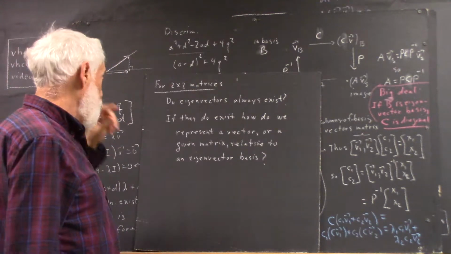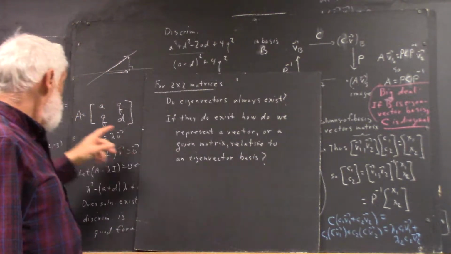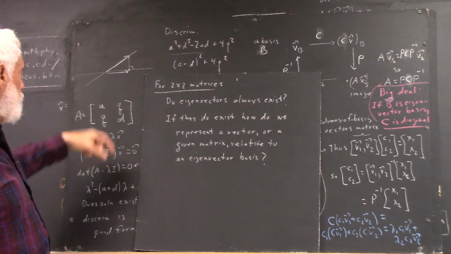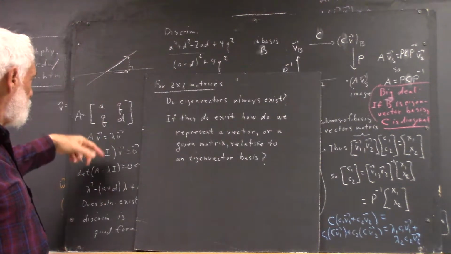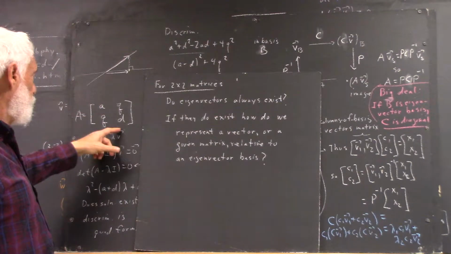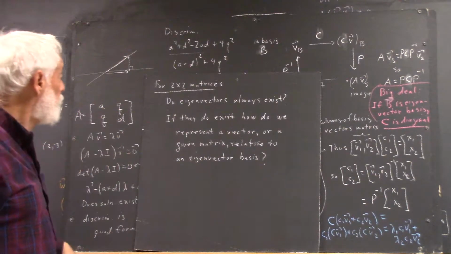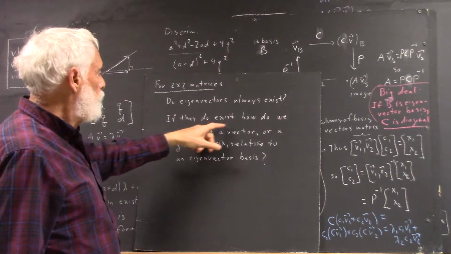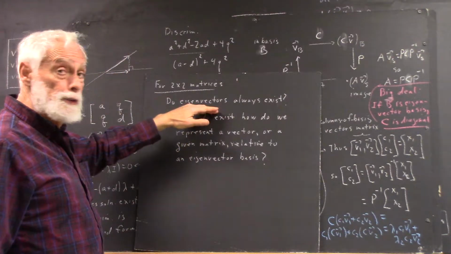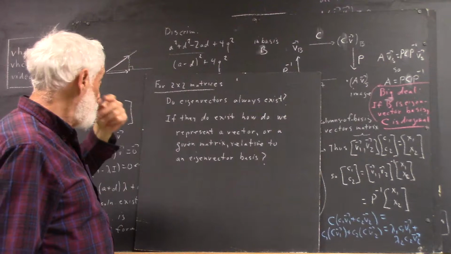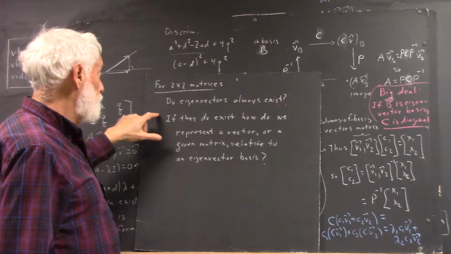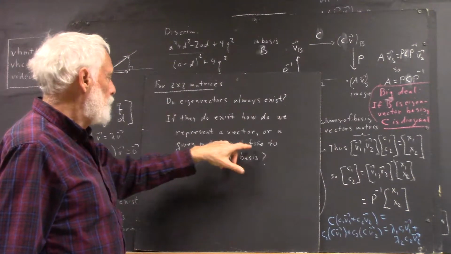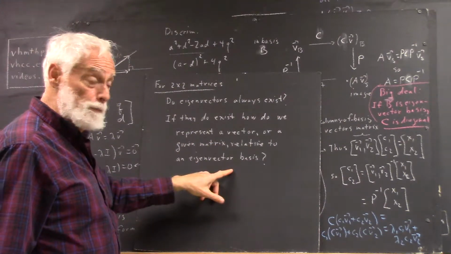We'll prove that, and we prove that just by considering a general matrix A. Well, actually this isn't a general matrix, it's a symmetric matrix. Okay, but do eigenvectors always exist? The answer is no, but if they do exist, they tend to come in pairs. If they do exist, how do we represent a vector or given matrix relative to an eigenvector basis?